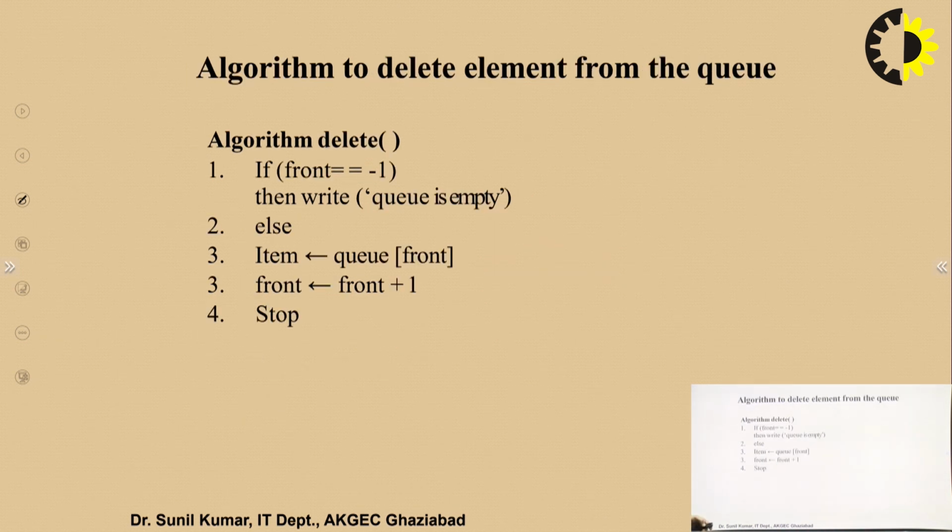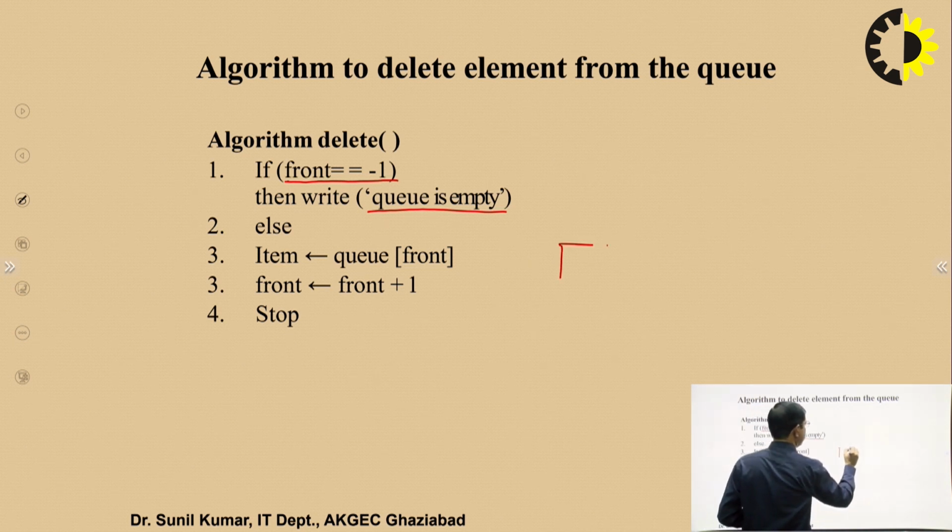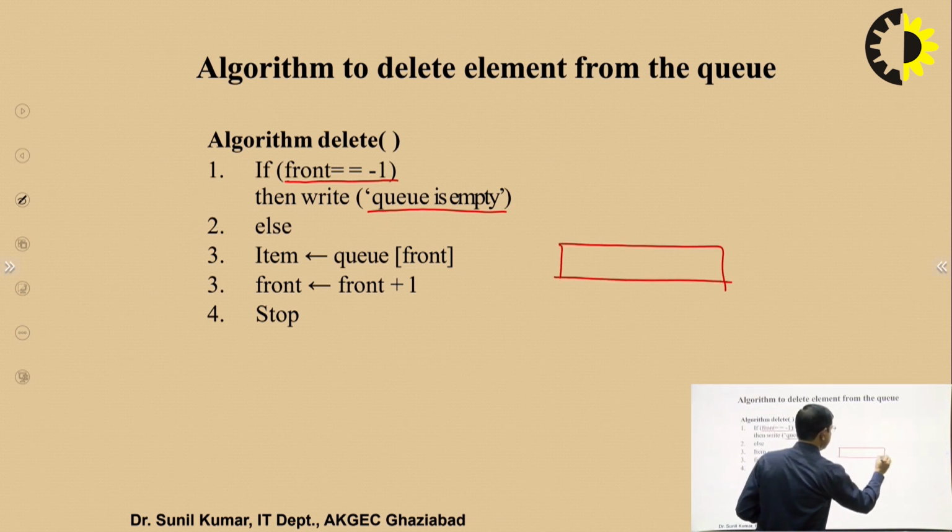This algorithm is for deletion, or we can say we are trying to delete an element from the given queue. Before deletion, we always check whether there is at least one element in the queue, because if there is no element, we cannot delete. So how to check it? If the value of the front pointer is equal to -1, that indicates the queue is empty.